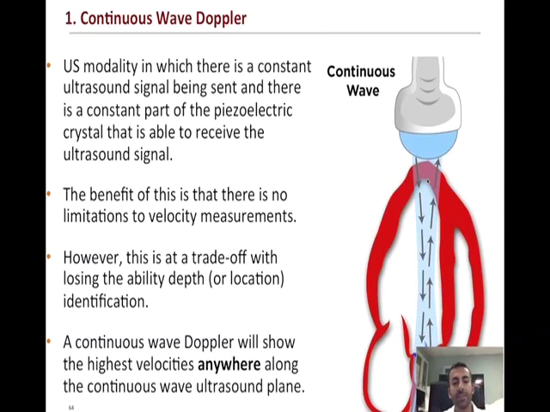So the way to think about this is that with continuous wave Doppler, you will be able to identify a line of ultrasound, shown here, and that line of ultrasound will give you the summation of all the velocities that are detected along that pattern. Very important to realize that the continuous wave Doppler gives you a summation of all the velocities along that ultrasound plane.